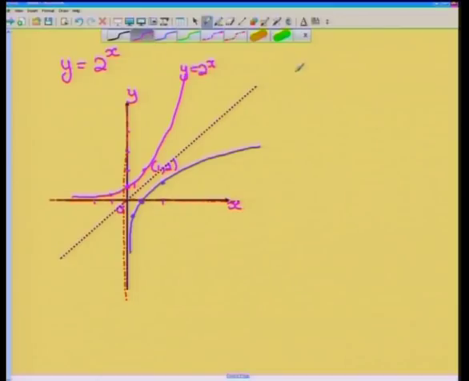Now, we're starting with y equals 2 to the x. If we go into the inverse, we're looking at x equals 2 to the y. Now that's not a problem, but now the problem comes in if I say to you, you must write this in y form. Because how on earth do you do that? You've got no idea at this stage how to do that.